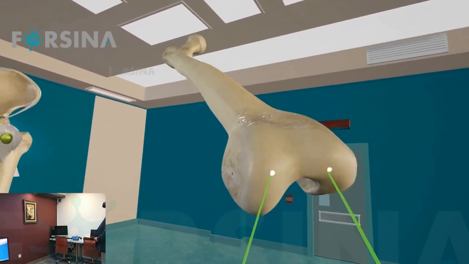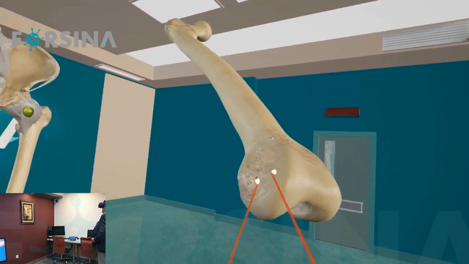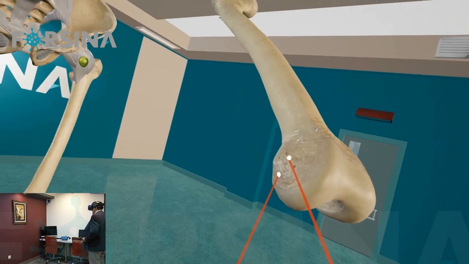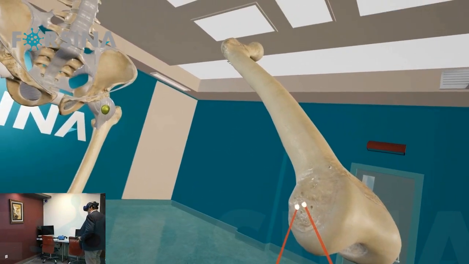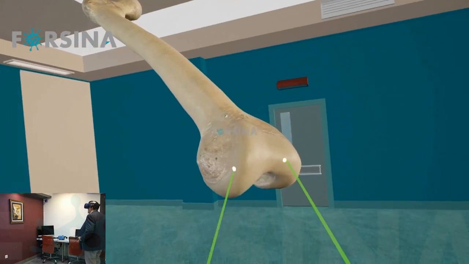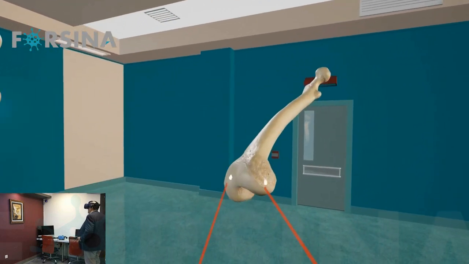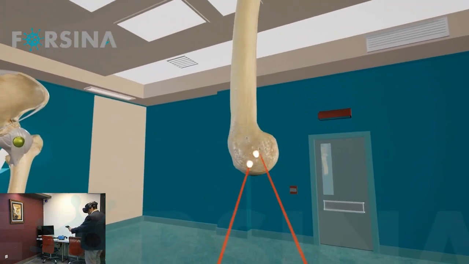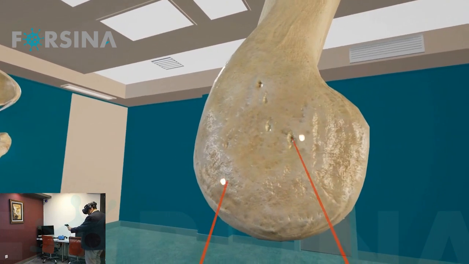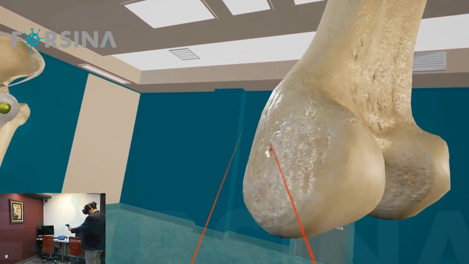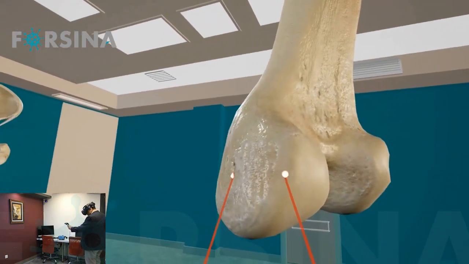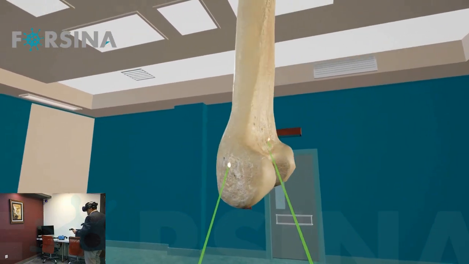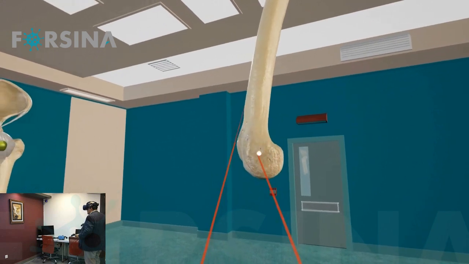If we look on the lateral side, there is another prominence here called the lateral epicondyle. Of course, there is another one on this side right here, which could be this prominence called the medial epicondyle. So we have two epicondyles.